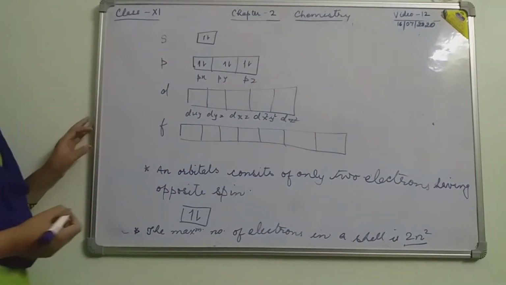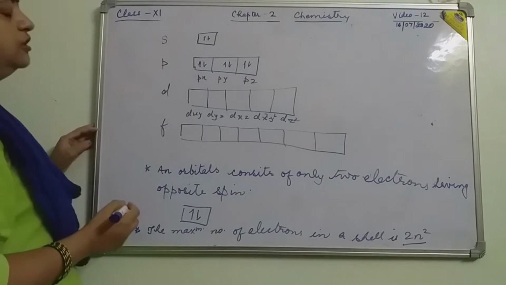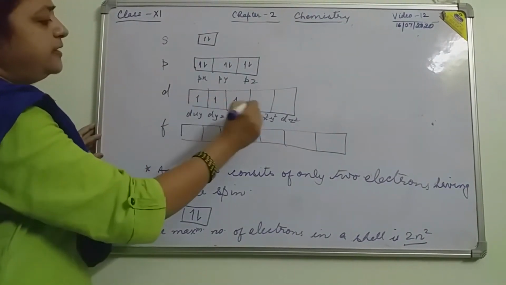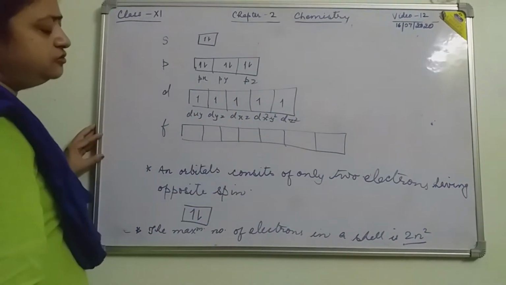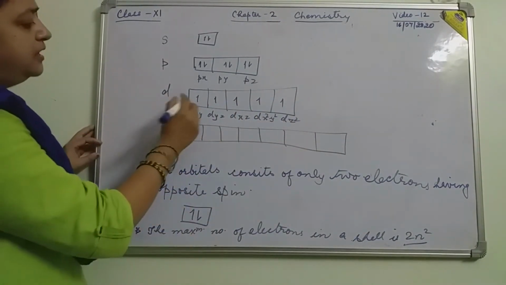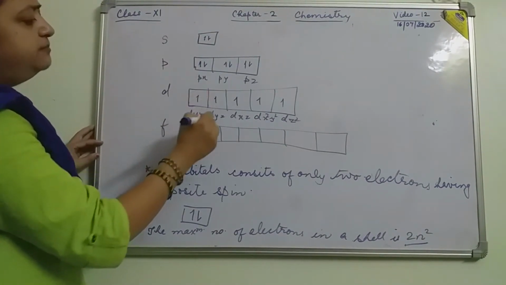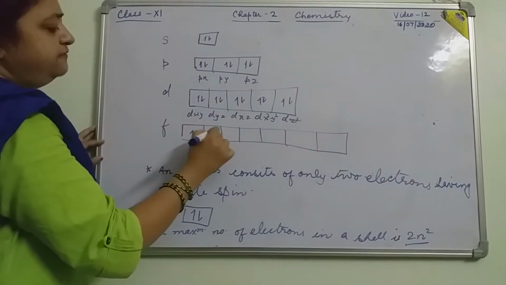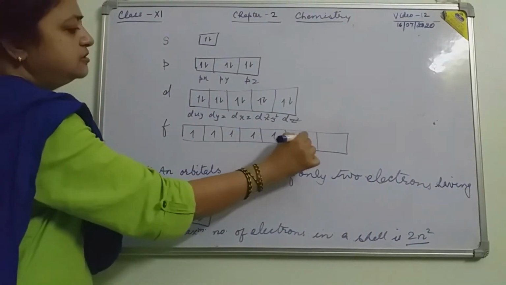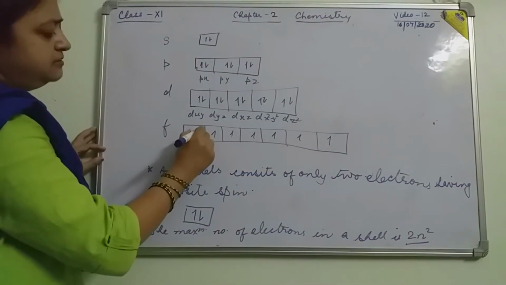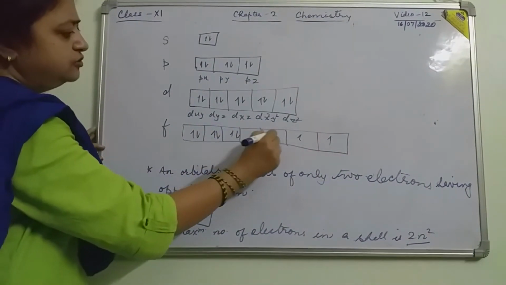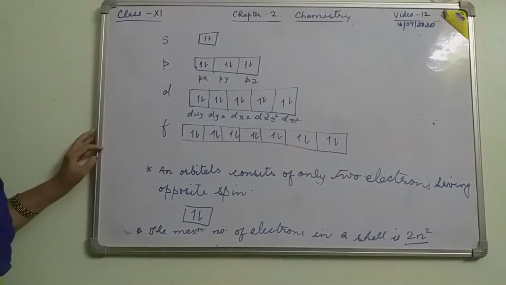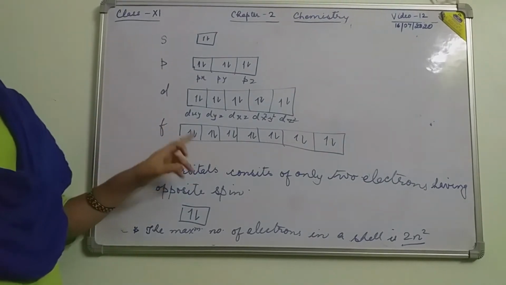We are now going to the third rule, that is Hund's rule, according to which each orbital first fills 1 electron in each subshell, and afterwards they start pairing like this. The f subshell contains 7 electrons in one spin and 7 electrons in opposite spin. The total number of electrons which can be accommodated in f orbitals is 14.